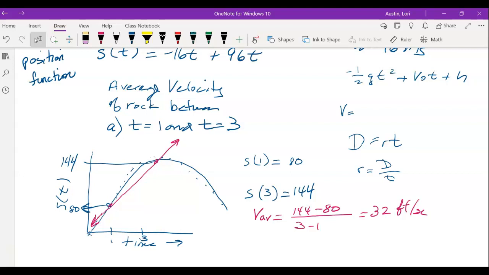Can you tell me the instantaneous velocity? What is the speed at exactly? So if you're driving a car, it's easy, right? If you're driving a car, what do you have in front of you? Your speedometer. That gives you instantaneous velocity.